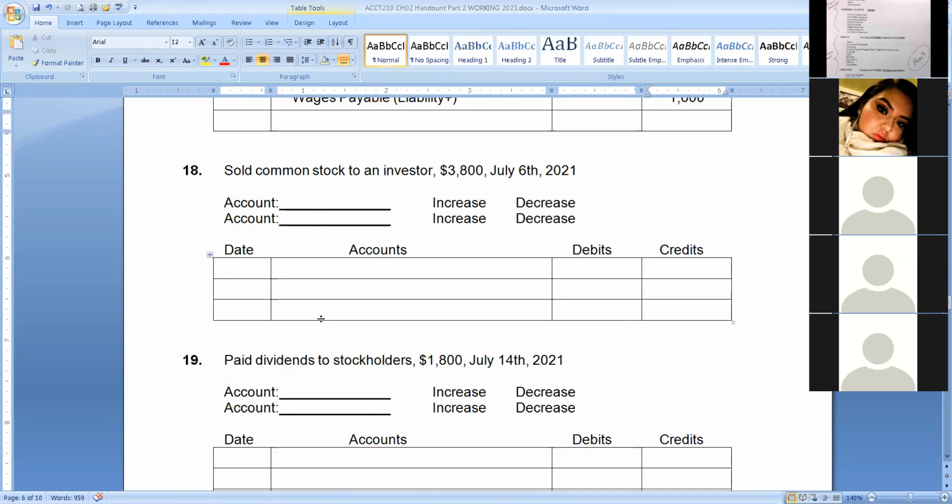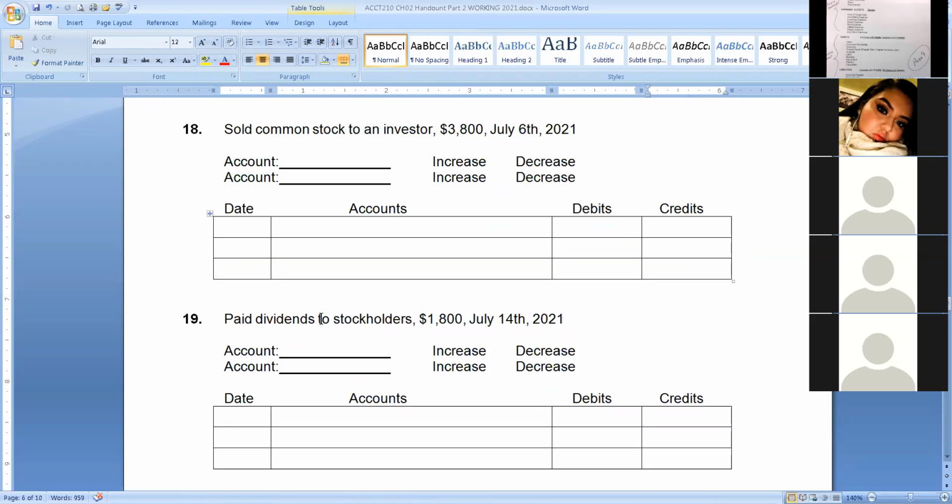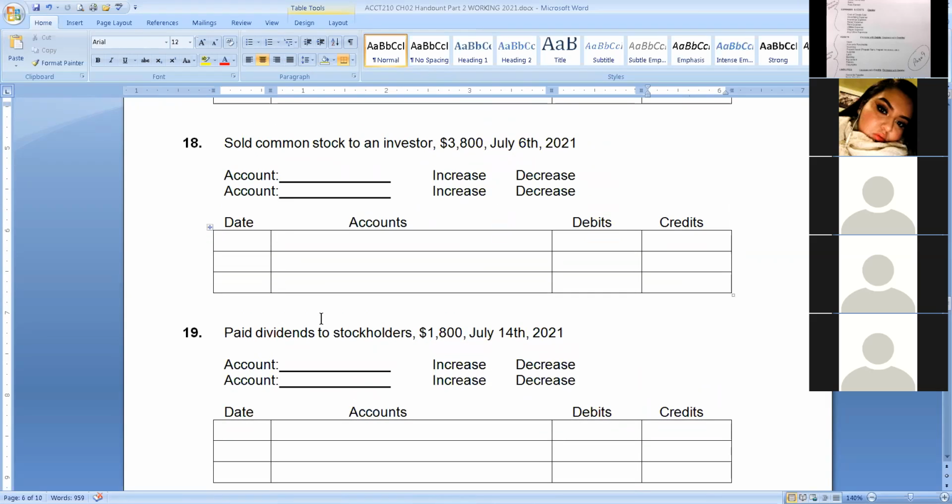This next one is a little bit of a throwback. We actually already did this one. Sold common stock to an investor, 3,800. It's similar to what we did earlier. What accounts are you going to use? Common stock. Yep.